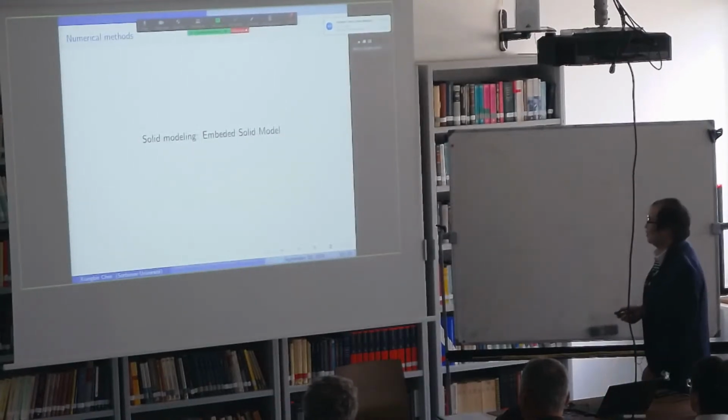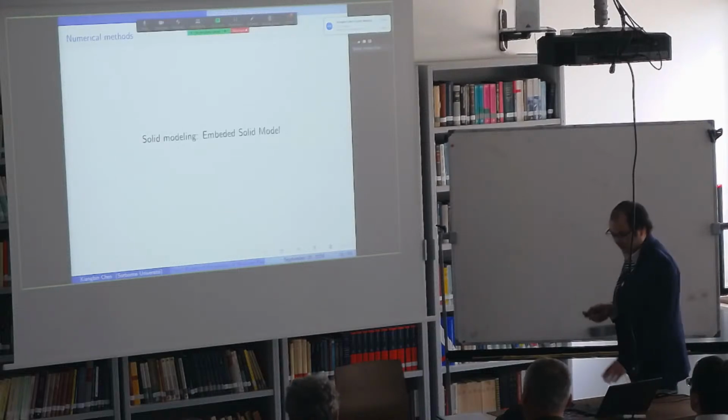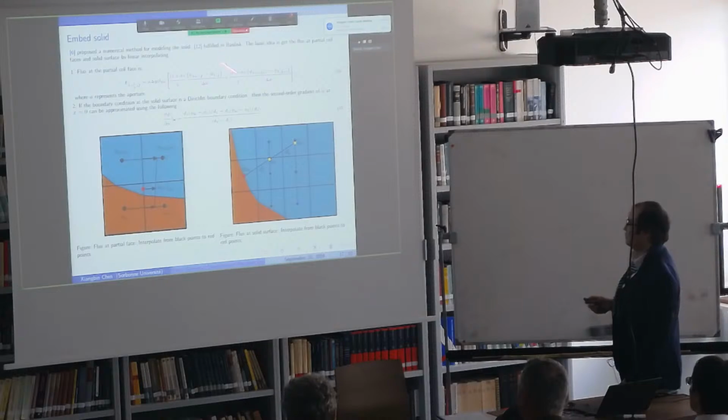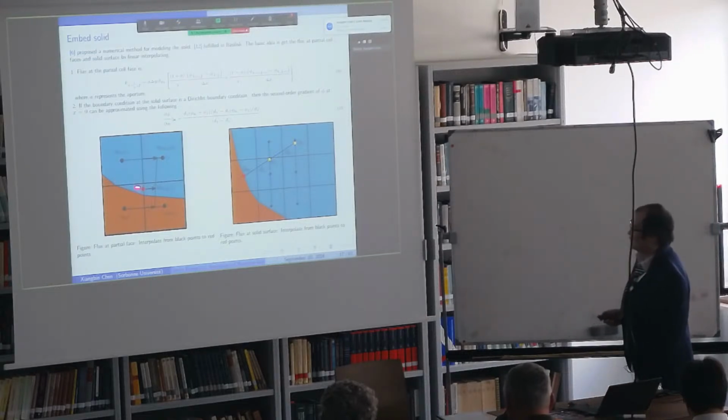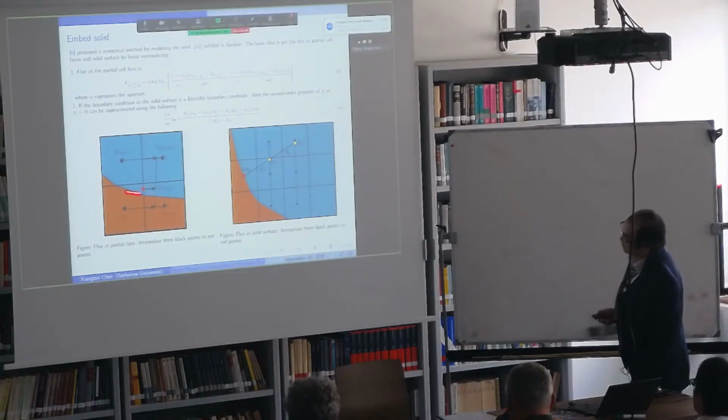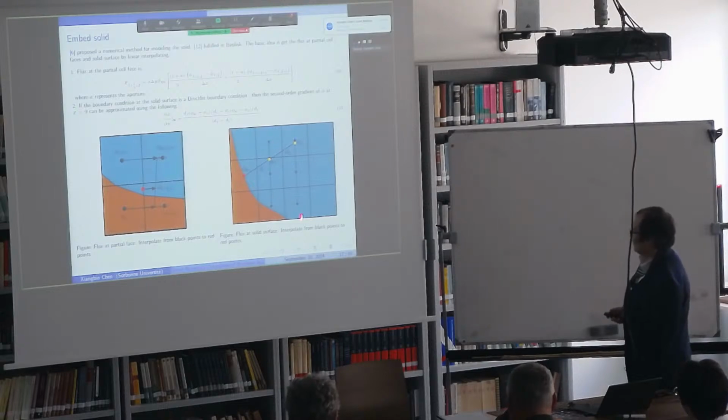And next is how to model the embedded solid. In Basilisk, Stéphane Popinet has already implemented the embedded solid model, which is the key. So, for example, this one is solid, and this is liquid. Then you need to calculate the flux of the partial cells, and the basic way to get the flux is to interpolate the flux of the red point from the black points in the left figure, and the same methodology for the point at the solid surface. We interpolate from the black points in the flow region to the value at the surface.